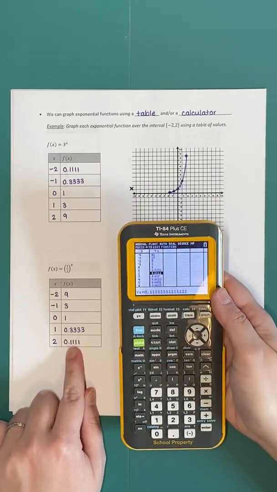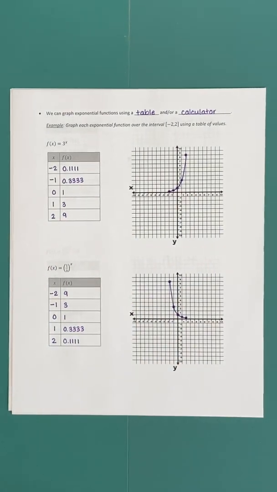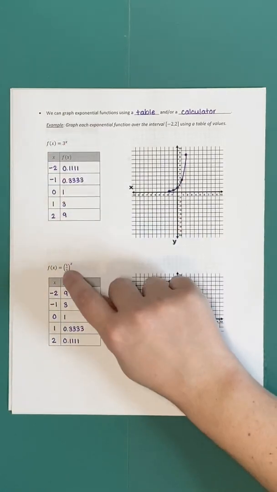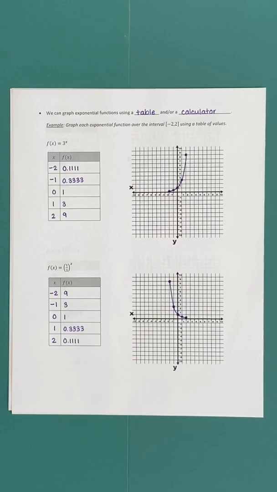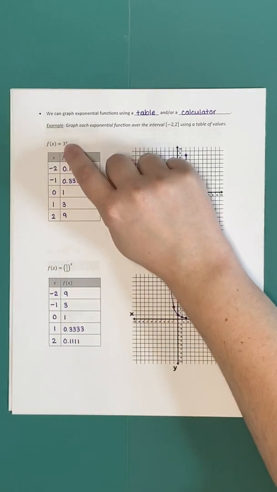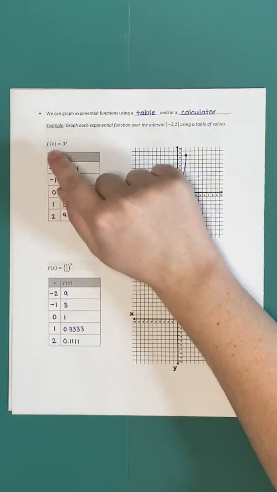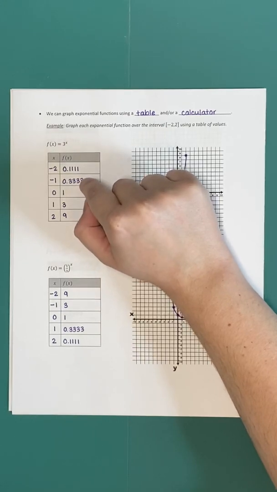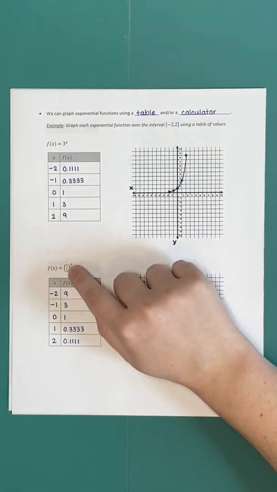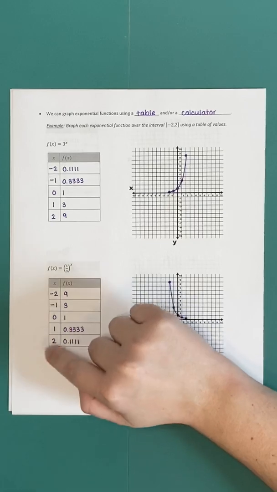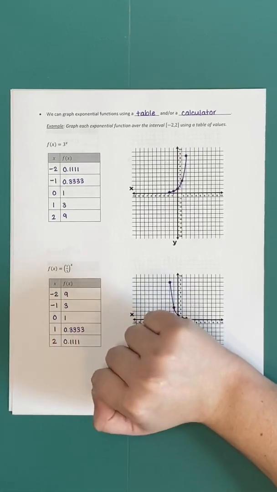Okay, so notice the consistency among these particular y values versus the y values from 3 to the x. It's all the same outputs, but they're in the opposite order. There is a very distinct reason for that. Again, it's because these bases are reciprocals of one another. So when we take 3 and raise it to a negative exponent, we're getting small outputs. When we take 1/3 and raise it to a positive power, we're getting small outputs.